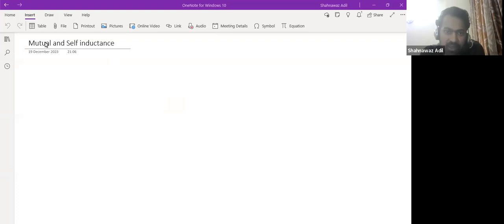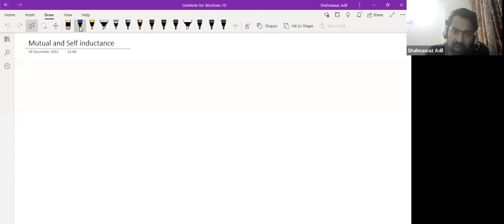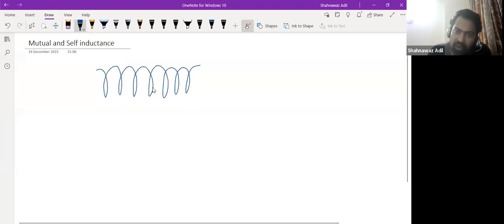There are two kinds of inductance. One is mutual, and the other one is self-inductance, right? So let's say we have an inductor, and let's say some current I is flowing through it.